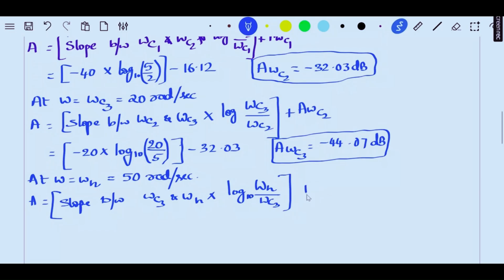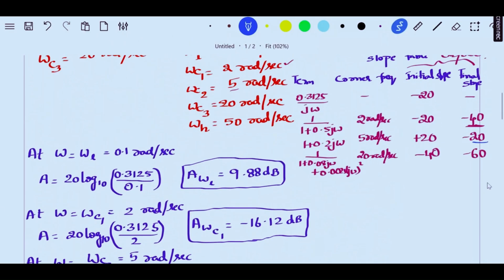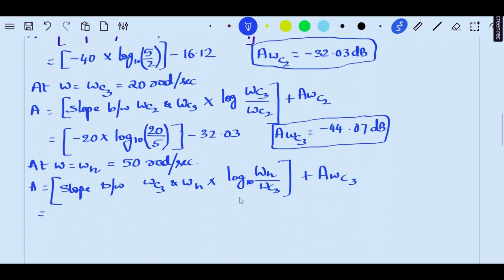So this is to the base 10, plus A of omega C3. The slope between omega C3 and omega h is this slope, which is minus 60. So therefore, minus 60 multiplied by log of 50 divided by 20, to the base 10, added with the minus value of omega C3 amplitude, so therefore it is minus 44.07.